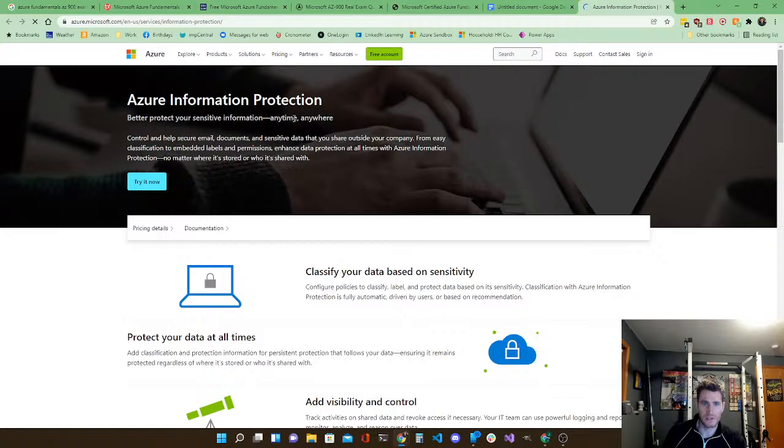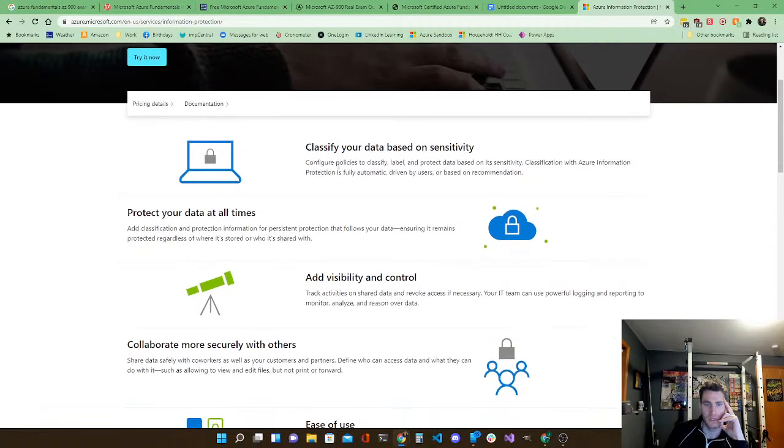Better protect your sensitive information anytime, anywhere. Control and help secure email, documents, and sensitive data that you share outside your company. From easy classification to embedded labels and permissions. Enhanced data protection at all times with Azure Information Protection, no matter where it's stored or who it's shared with. Classify your data based on sensitivity.